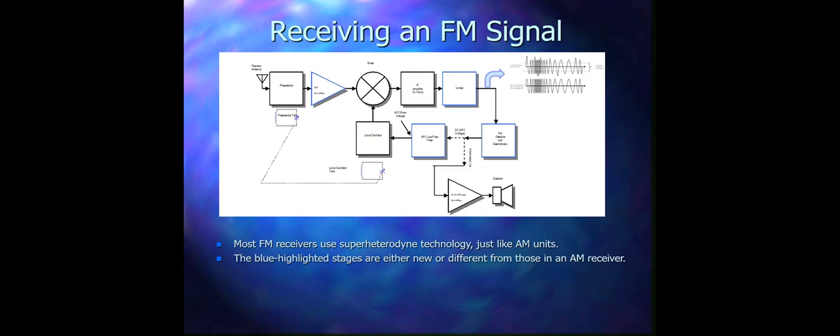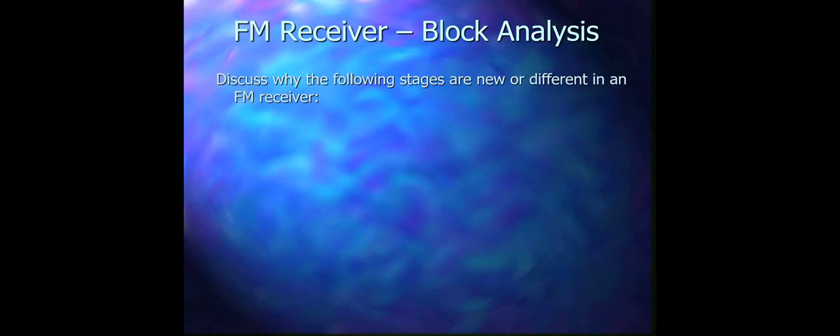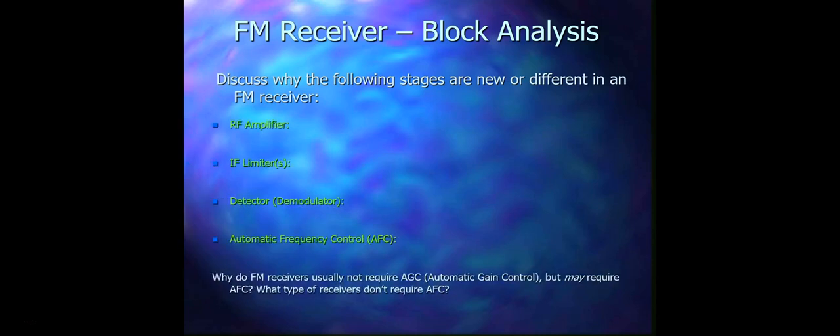Now moving on to the next slide. FM receiver block analysis: discuss why the following stages are new or different in an FM receiver. We know what those stages are: RF amplifier, IF limiter, detector, automatic frequency control. These we have already discussed, so I'll move on to the next slide.